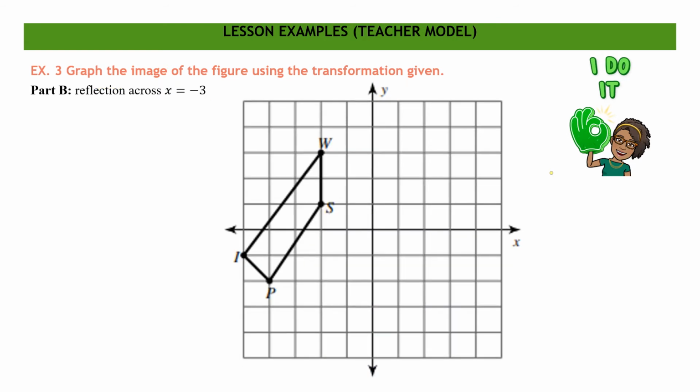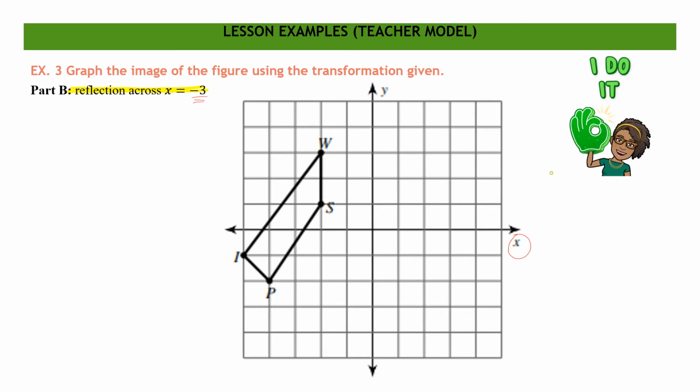All right, part B. So part B, same type of problem. The only difference is we are looking at a different rule. This rule tells us that we are reflecting across the x equals -3 line. So if we're reflecting over x equals -3, that tells us that I'm looking at some line that crosses the x-axis at -3.